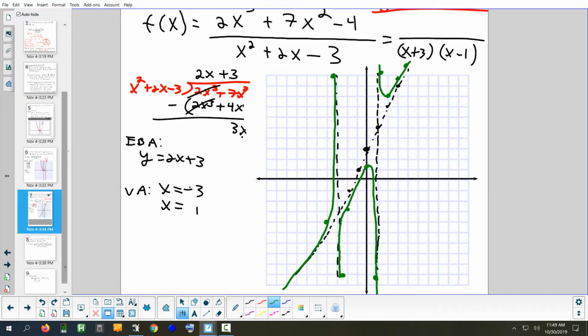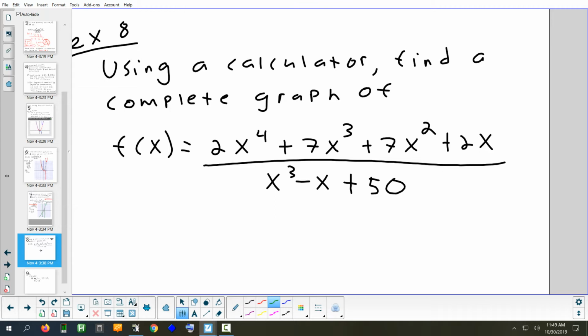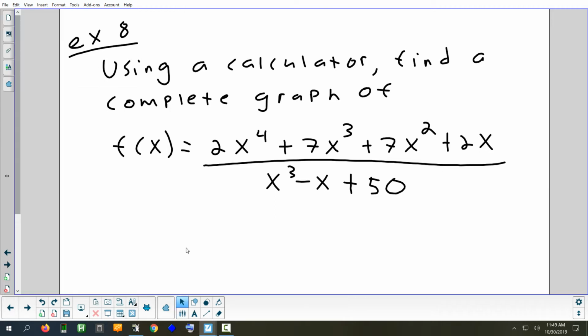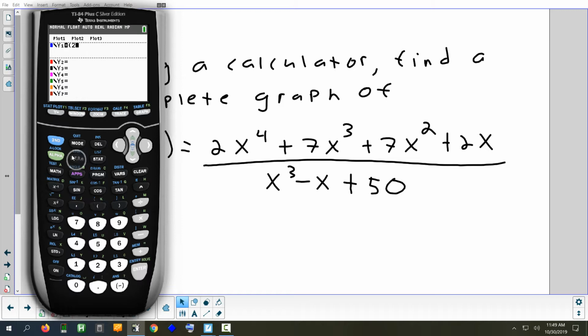Okay, so the last one we're going to do, you don't have to sketch anything by hand. I just want you to type this in on the calculator and tell me what you see. Just want to see what that looks like. So, let's type it in. We've got 2x to the 4th plus 7x cubed plus 7x squared plus 2x divided by x cubed minus x plus 50. And we'll start with the standard window.